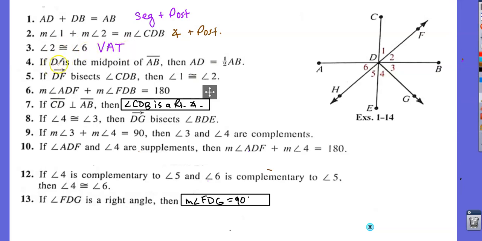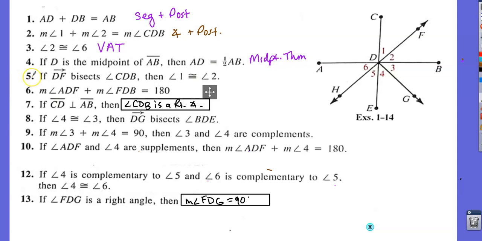Okay, here's a good review. If D is the midpoint, then AD equals half. Okay, first of all, it's a midpoint, and this is the result. So is it definition of a midpoint or midpoint theorem? Hopefully you said theorem.